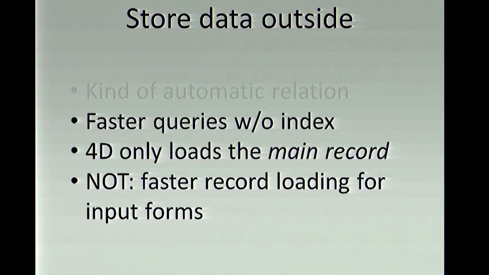So this is a kind of automatic relation, and the reason for this is to make queries faster, queries that will not use the index, like a multi-level query or sequential queries. In this case, 4D only loads the main part of the record and not the big data. The overall reason was not to have a faster record loading at all.